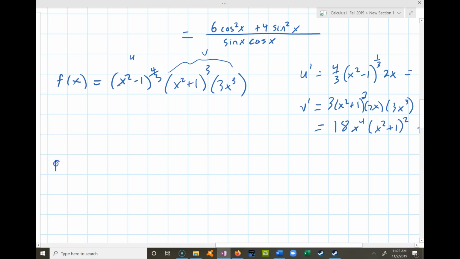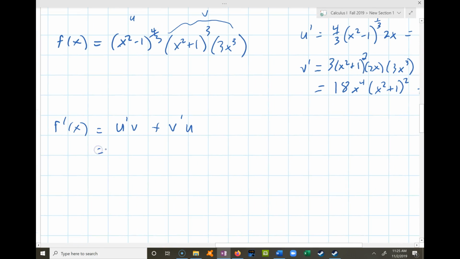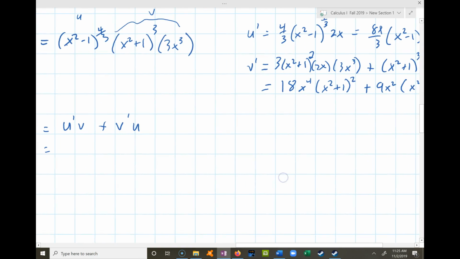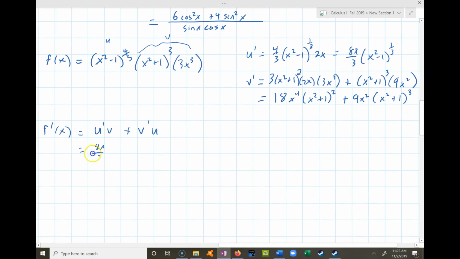So to find f prime of x, that's going to be u prime v plus v prime u. And that's going to bring in all these things I just did. So what is u prime? We said that's 8x over 3 times x squared minus 1 to the 1/3, times v, which is x squared plus 1 to the third times 3x cubed, because that's what I called v.